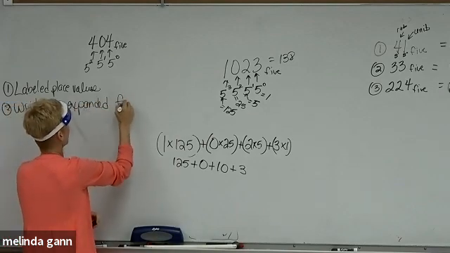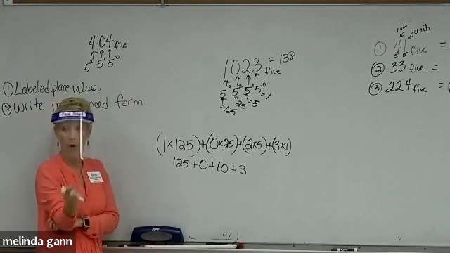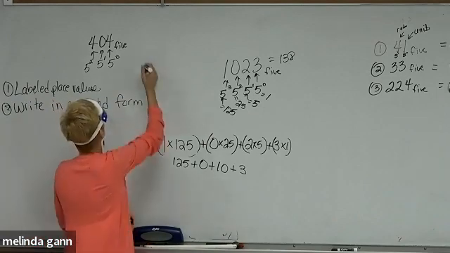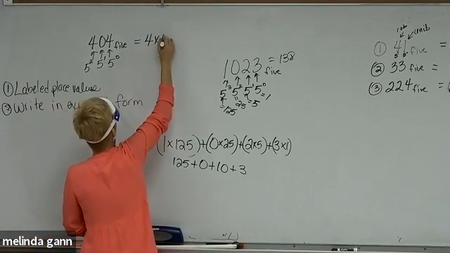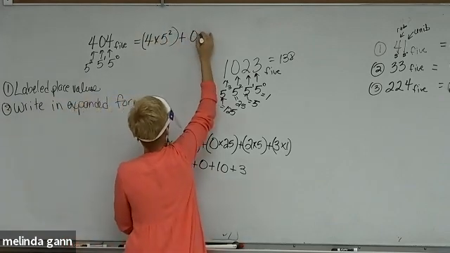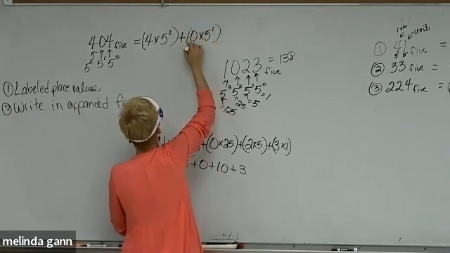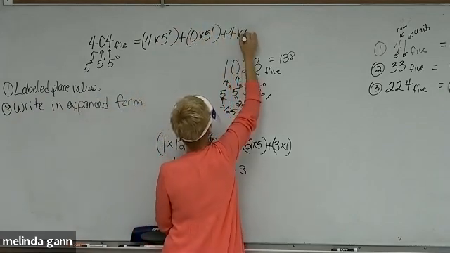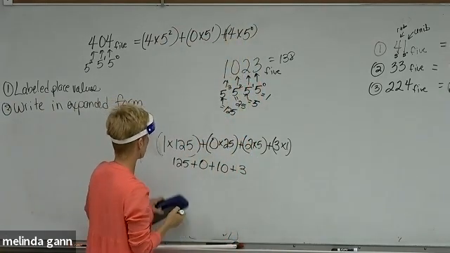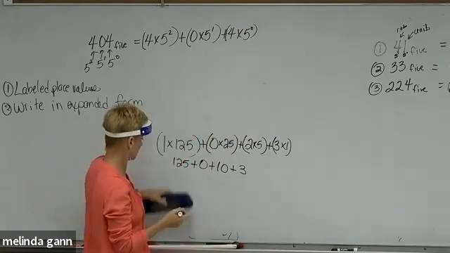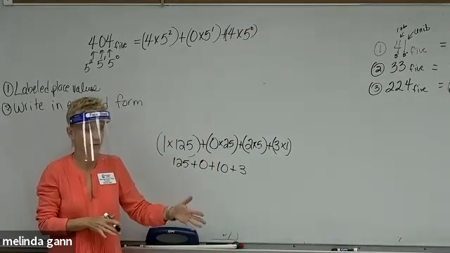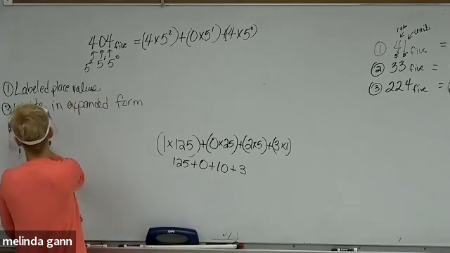Isn't expanded form the sum of the products of the face values and the place value? So I'm going to have 4 of these 5 to the seconds, plus none of the 5s to the first, plus 4 of these 5 to the zeros. So expanded form is not just for base 10, it's for any base. And then you simply finish the calculation.